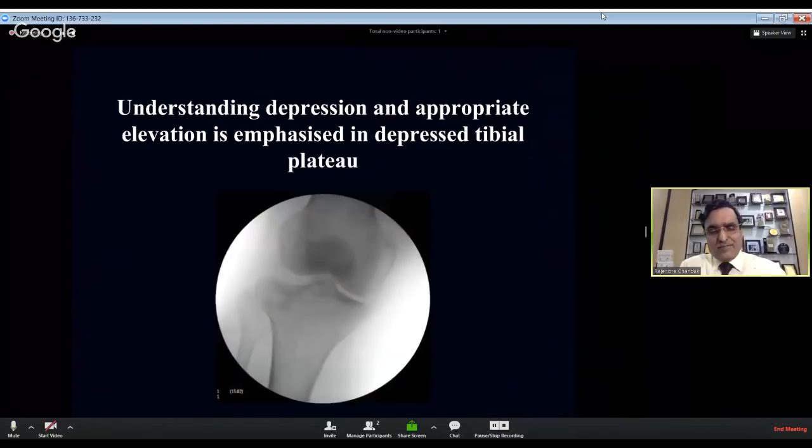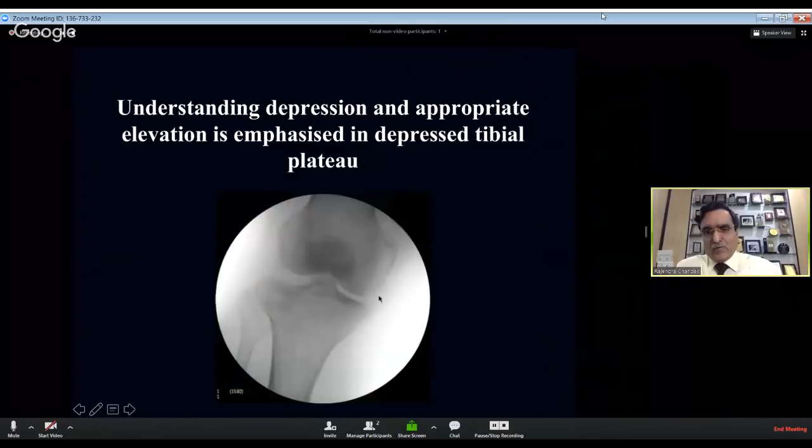Friends, we have understood certain types of depression and varieties of fractures. Understanding depression and appropriate elevation is emphasized in depressed tibial plateau. So a series of these images. So look at this image. At a cursory glance, it looks innocuous, but you can find that there is something wrong here.